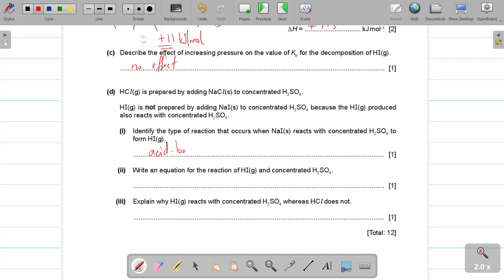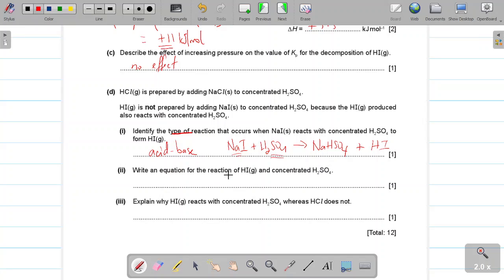This is an acid-base reaction, and it becomes apparent when we write the balanced chemical equation for the reaction, which in this case would be sodium iodide plus sulfuric acid to give sodium hydrogen sulfate plus hydrogen iodide. And this is an acid-base reaction. This is an acid, and we can think of the sodium iodide as a base. The question didn't ask you for the equation, it just wants you to identify the type of reaction that occurred.